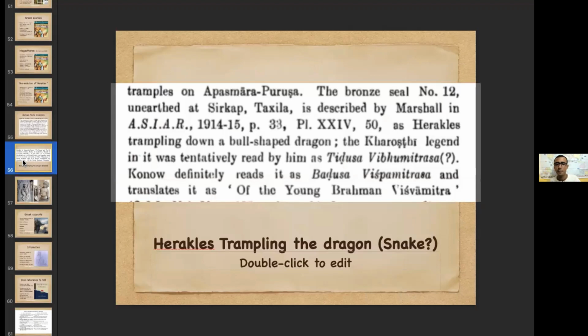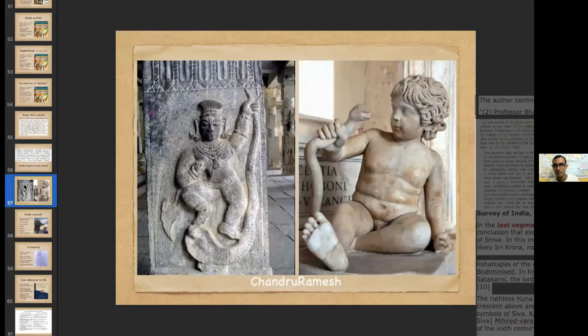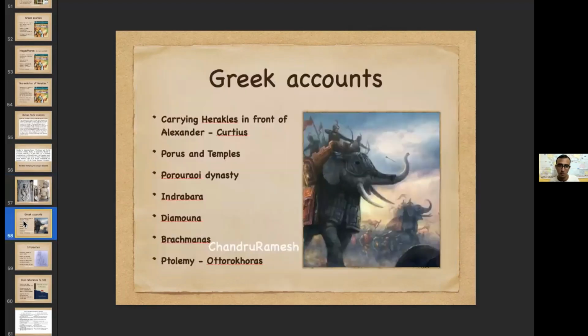And apart from it, Heracles controls the dragon. This dragon taming legend is found in Heracles and also in Krishna. Like in the case of Krishna, we find that he controls the Kaliya Nag, and Heracles controls the snake. So it's very similar things which we found in both stories.